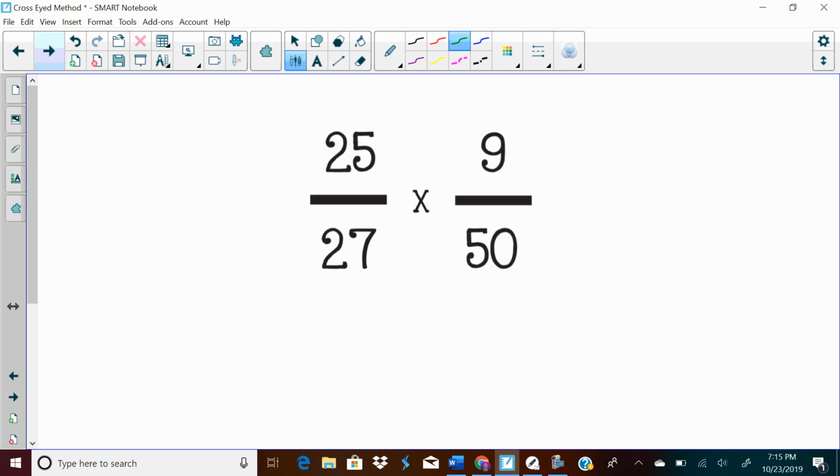So it just makes the numbers a little bit easier to use. Okay, so everyone try this one on your own. Okay, and when you get the answer, then we'll go over it together.